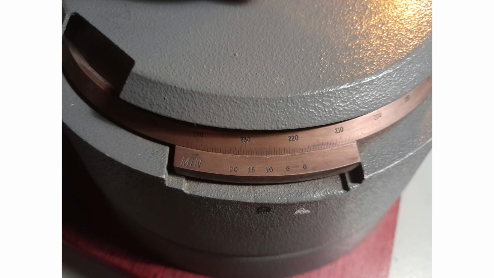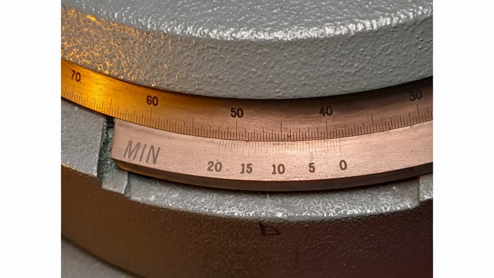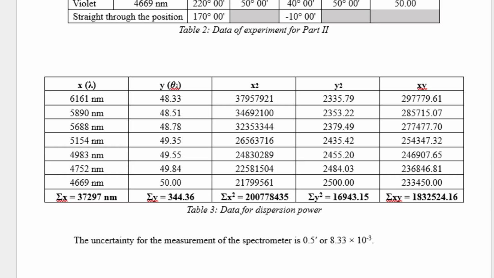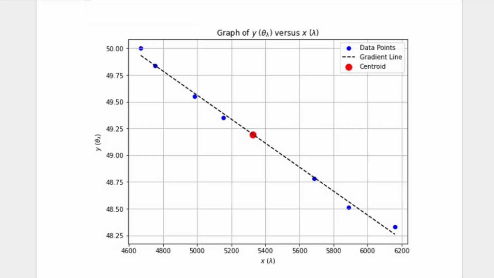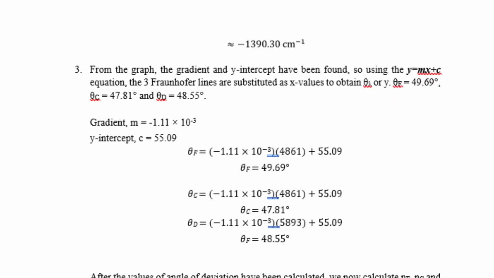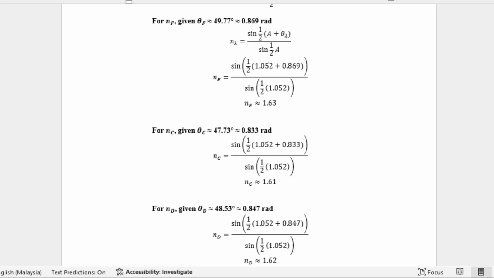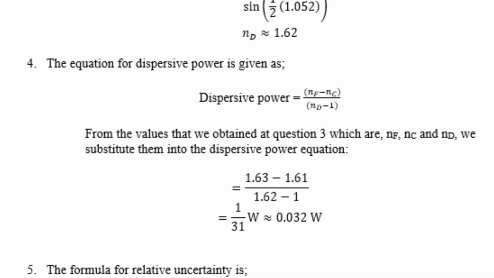One thing to take note of is to be precise in measuring the angles using these two verniers. After getting the results, I made a graph of the angle of deviation versus wavelength. This graph is important because it determines the angles of the three Fraunhofer lines. From here, I managed to find the refractive indices, the dispersion and the dispersive power.